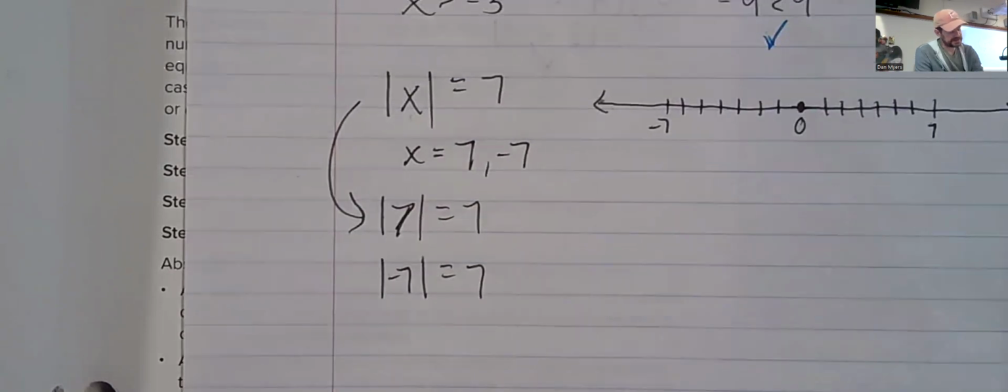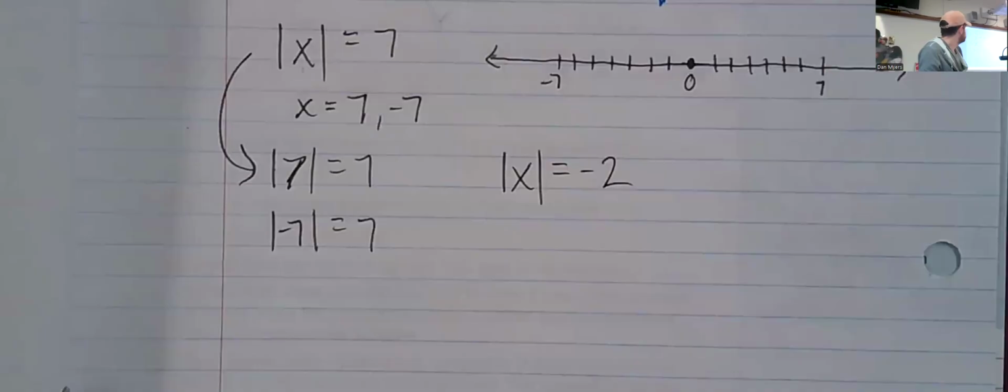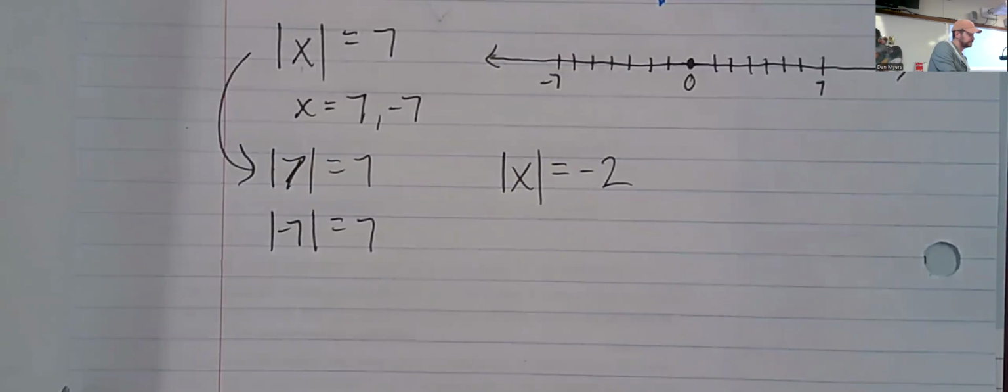What if I were to ask you this, just as a side question, because you might run into this on your assignment today. Absolute value of x equals -2. Any thoughts on that one?